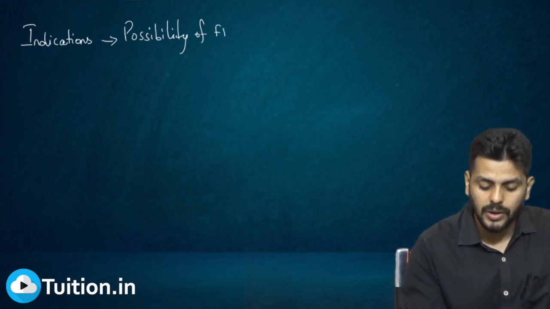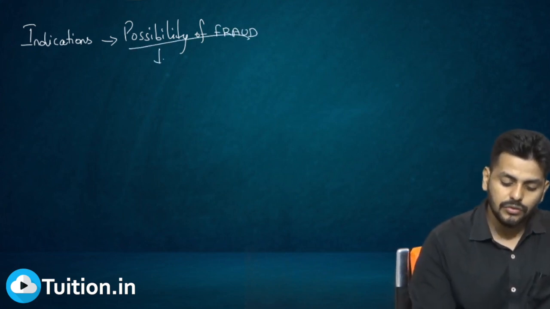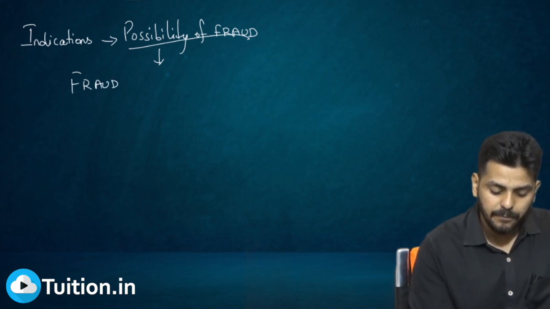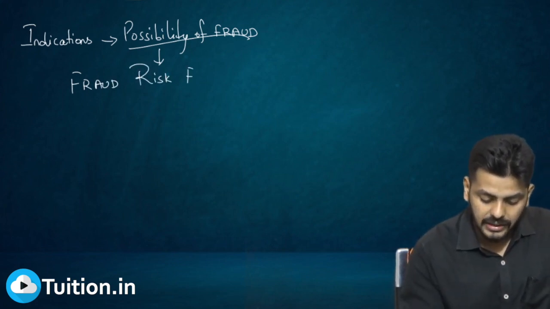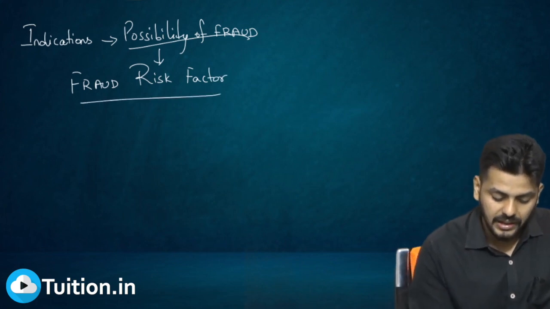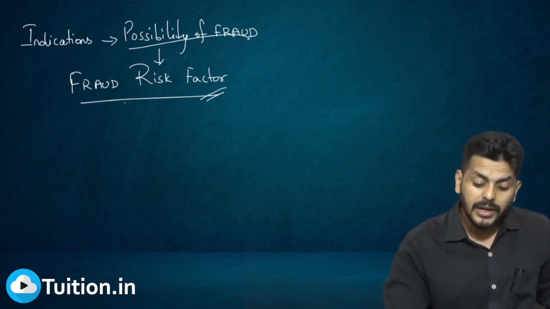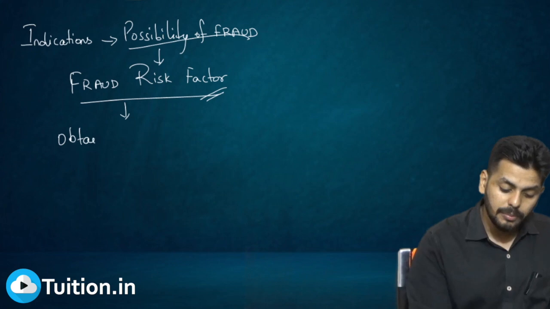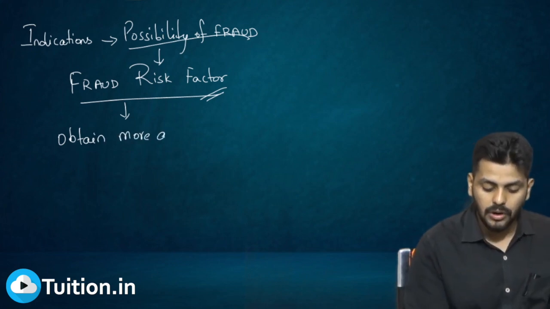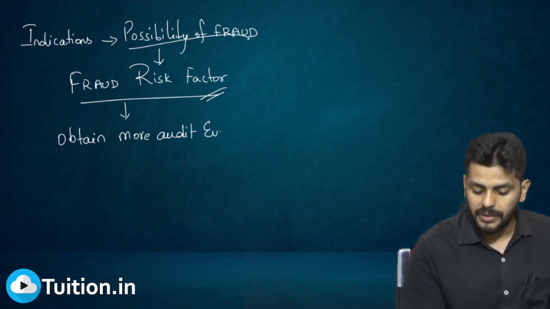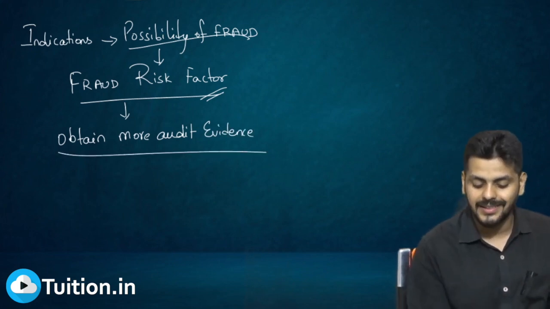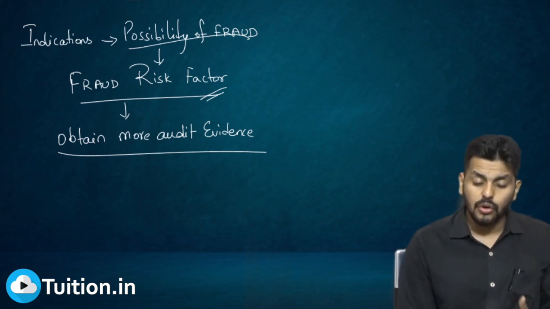indications of a possible fraud, indicators of possibility of fraud. You know what this is called? This is called a fraud risk factor. When you say this is what a fraud risk factor is all about, that's what you need to understand. A fraud risk factor is a possibility of fraud. It's not a fraud. And when you find a fraud risk factor, all that you need to do is obtain more audit evidence. You have to probe into that area because your professional skepticism reveals that there is a possibility of a fraud. Obtain more audit evidence.